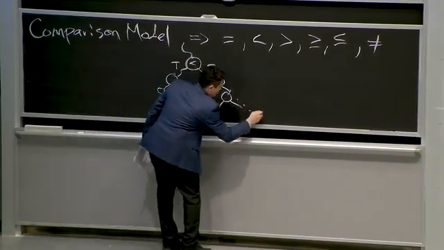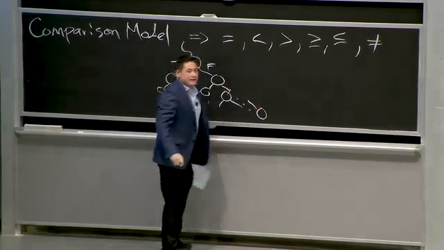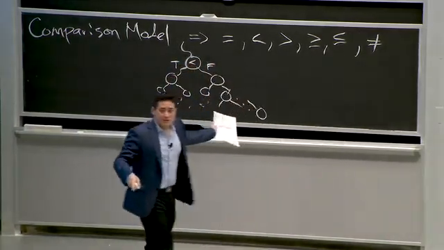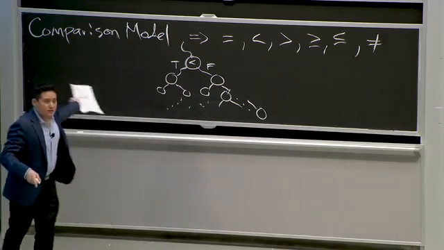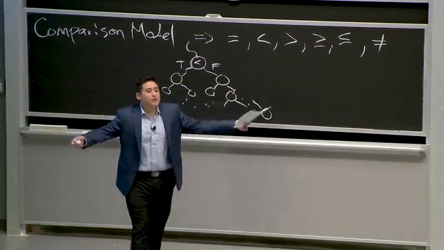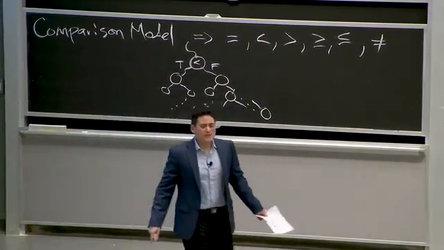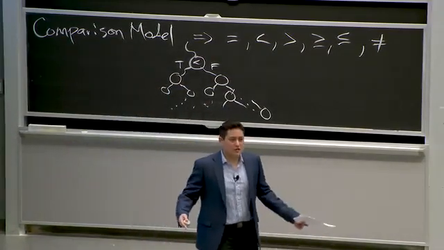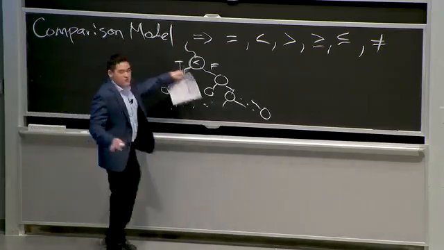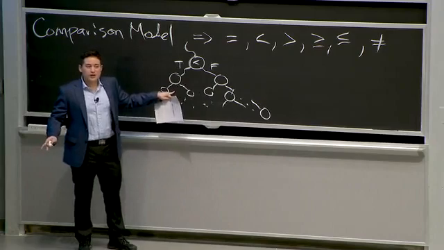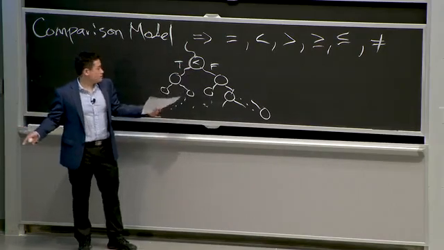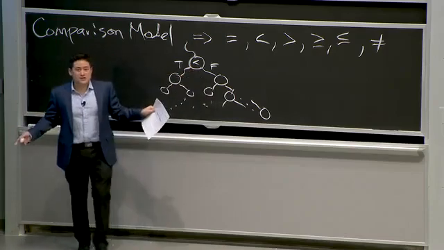Until I get down here to some leaf in which I'm not branching. The internal nodes here represent comparisons, but the leaves represent that I stopped my computation and I'm outputting something. Does that make sense? I'm changing my algorithm into this graphical form, where I'm branching what my program could possibly do based on the comparisons that I do.